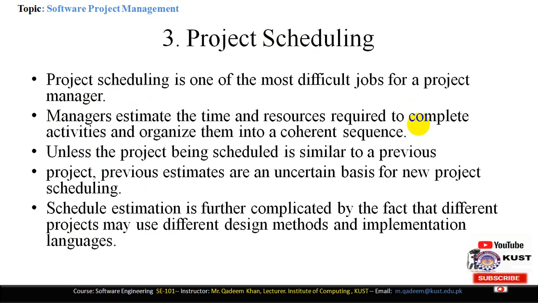First of all, we have the project scheduling, which is the third activity of software project management. Project scheduling is one of the most difficult jobs for the project manager. That means exact scheduling is in fact sometimes impossible because software products are often intangible and not physical. That's why good or complete project scheduling cannot be performed. So the manager estimates the time and resources required to complete the activities and organizes them into a coherent sequence.